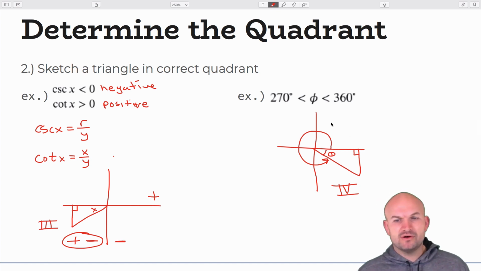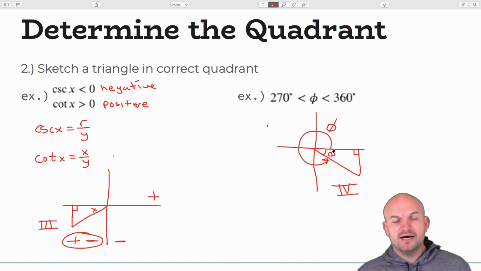And yeah, if I know here to here is 270 and all the way around is 360, then I can assume that phi is going to be some angle right around in there, right? So therefore, I can draw my triangle in the fourth quadrant. I know it's going to be a fourth quadrant. I'm not going to use phi.